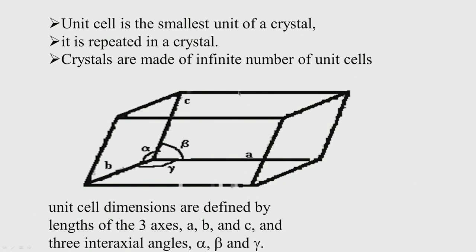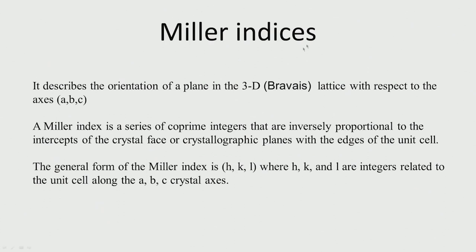This is called the unit cell. A crystal will contain an infinite number of these unit cells, and unit cells can be defined based on the 3 axis lengths A, B, C and 3 angles alpha, beta and gamma. These can be described by a term called the Miller indices. The Miller indices describe the orientation of a plane in a 3D lattice, called the Bravais lattice, with respect to the axes A, B, C.